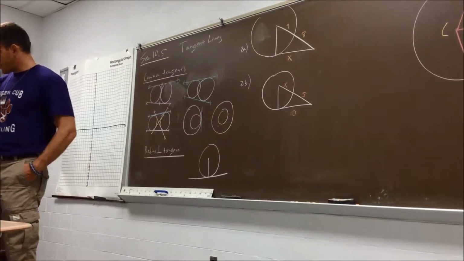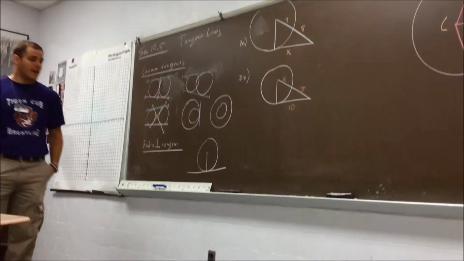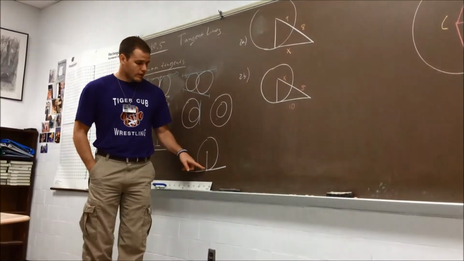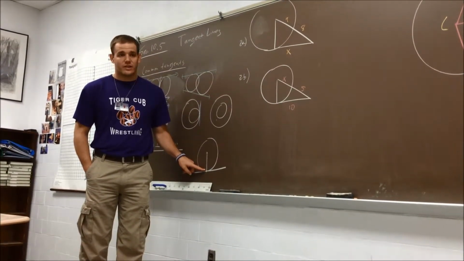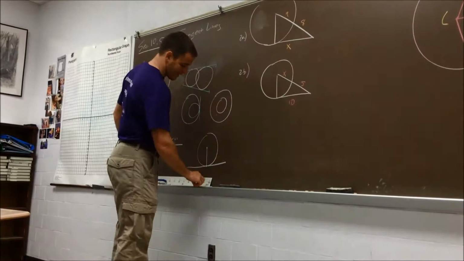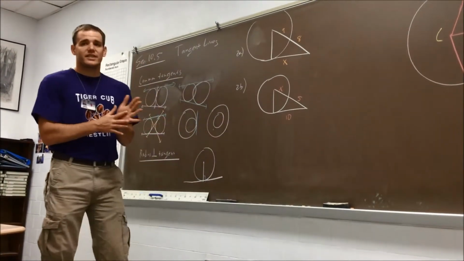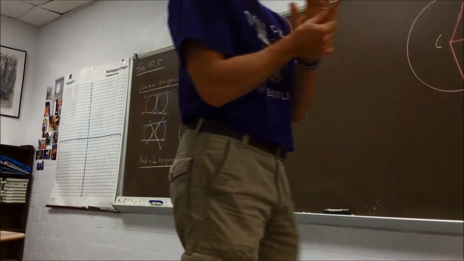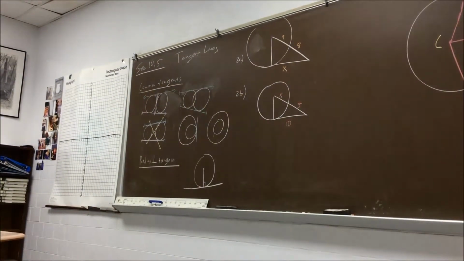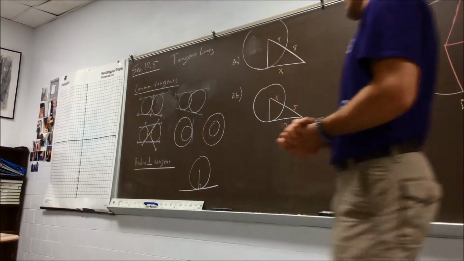Going down to big idea number 2. If a radius and a tangent intersect, what kind of angle is that? 90. It's a 90-degree angle. It's perpendicular. So we can use this to check to see if it's tangent or not. Or if they tell us it's tangent, we can use it to figure out missing sides.